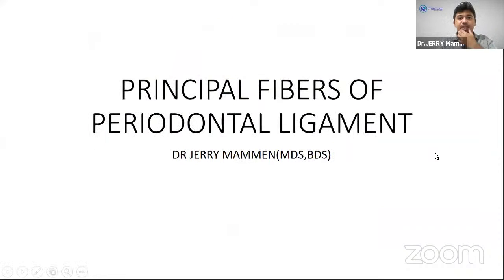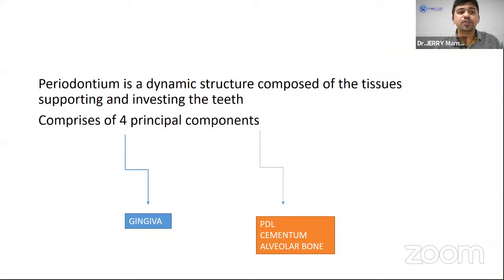So we'll be just looking into the principal fibers of periodontal ligament. First of all, what is a periodontal ligament? What it comprises of, or what it is part of? Periodontal ligament is part of your periodontium. So what is periodontium first? Periodontium is a dynamic structure composed of tissues supporting and investing the teeth.